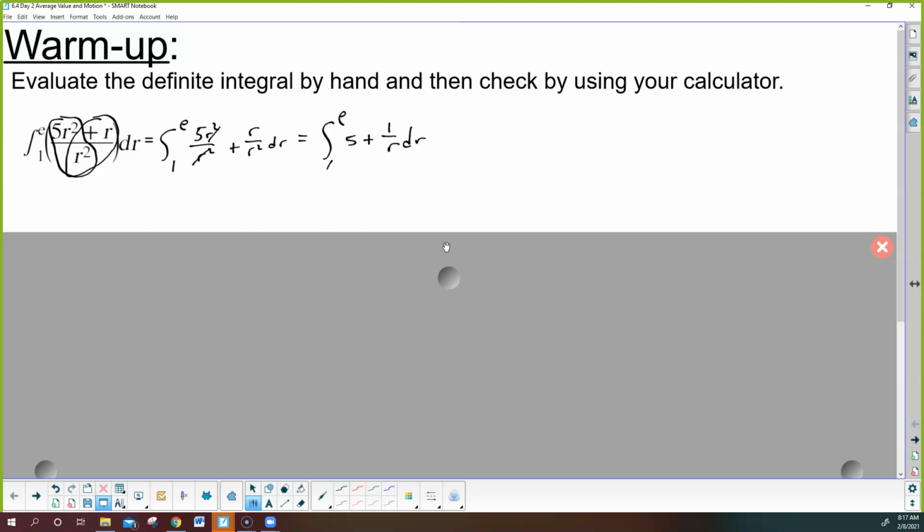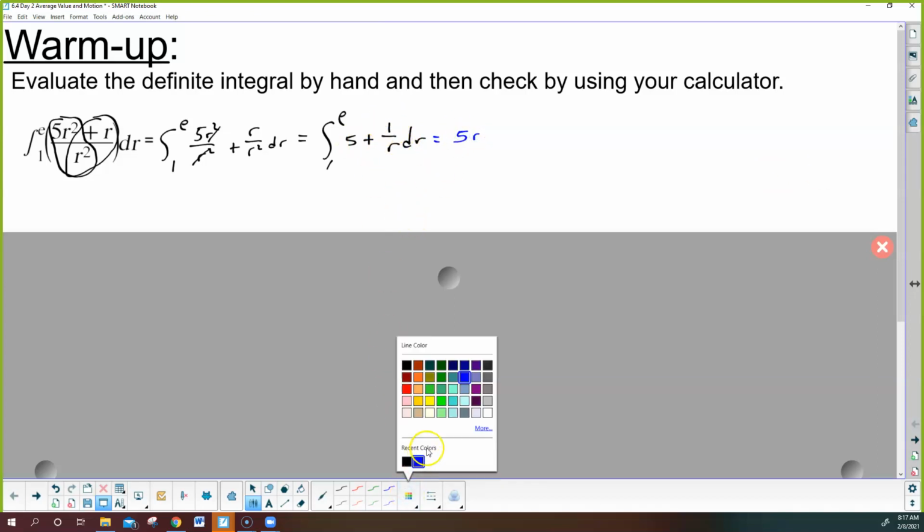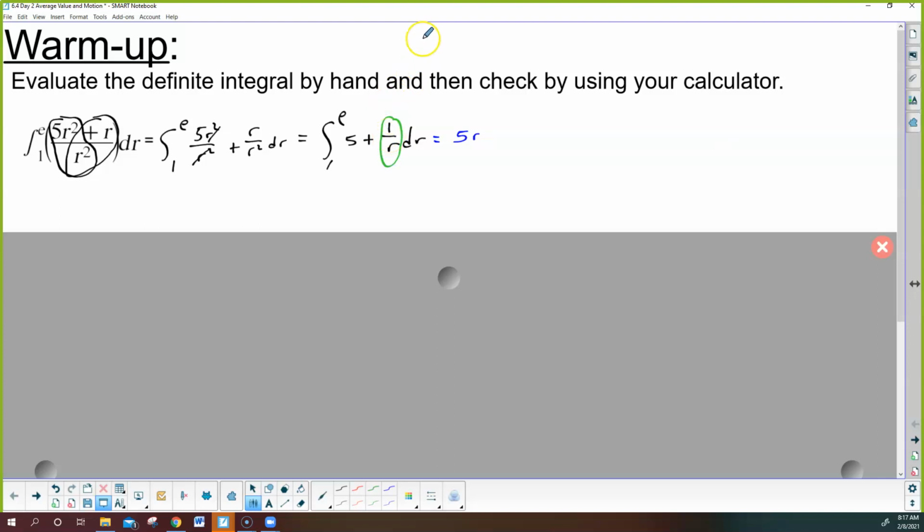Now we have two very quick antiderivatives. So remember, we're thinking whose derivative gives me 5? Well, that would be 5r. And then this one's big. So one of the things I just noticed, and I want everybody to really pay attention to this, this is 1 over, you can think of it as 1 over x if you want, but the antiderivative of 1 over x is the natural log.